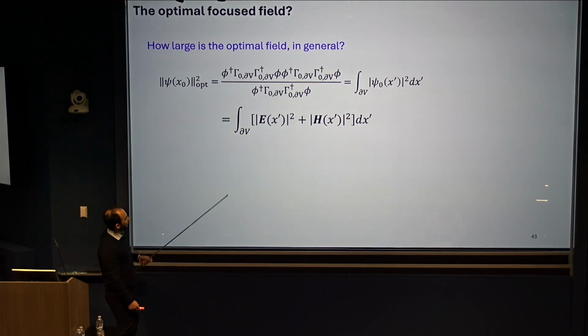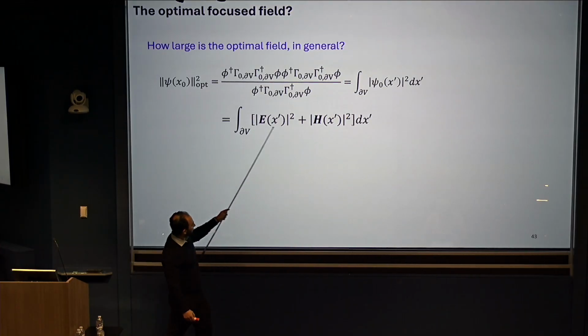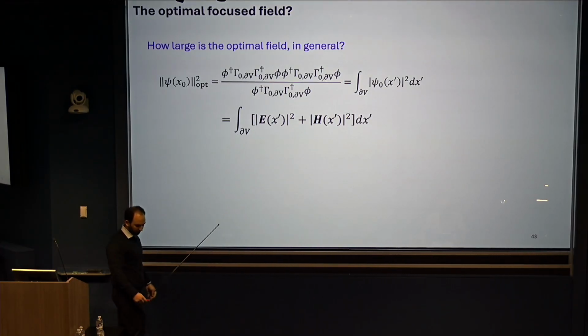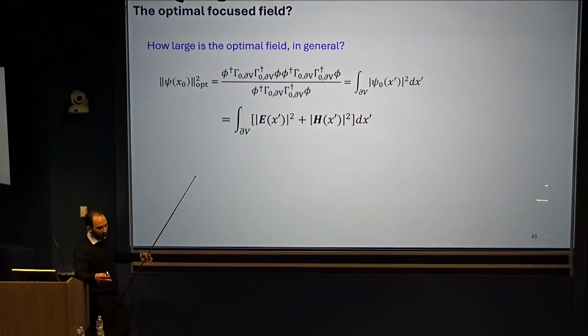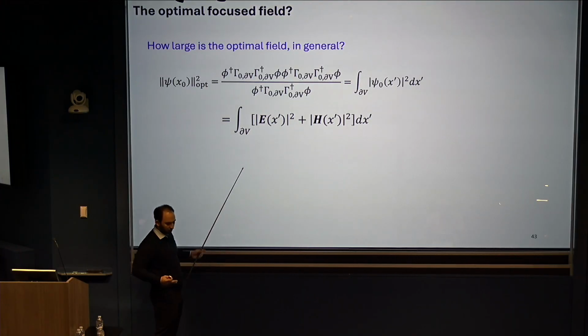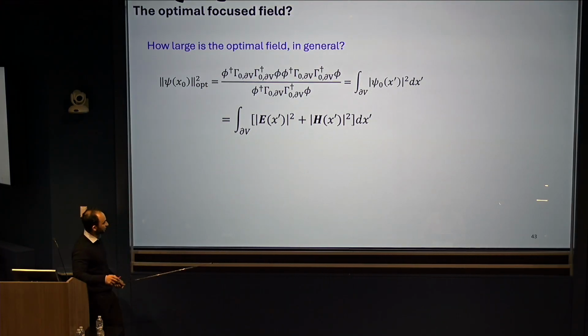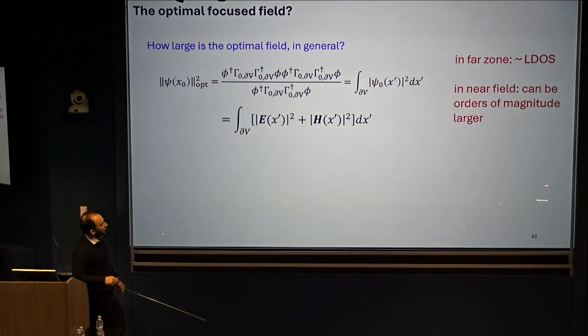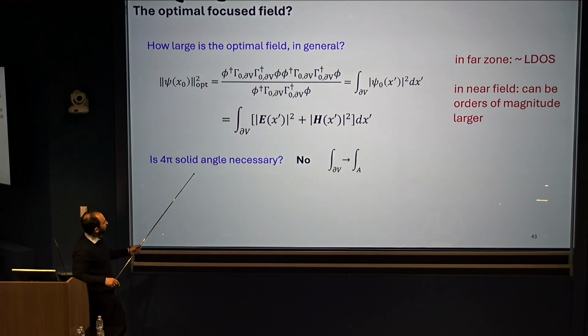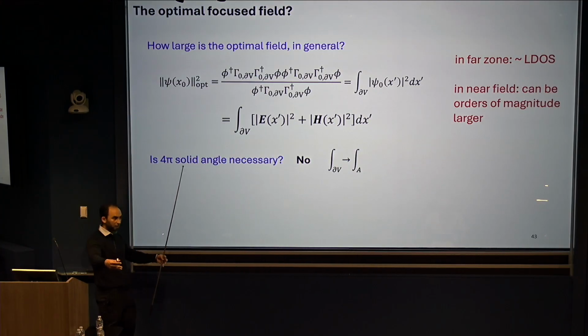How large is the optimal field in general? It's just given by an integral along the boundary of the squares of the fields. This is also nice. You can imagine in the far zone, this is exactly proportional to the radiated power, which is exactly proportional to the local density of states, so everything's consistent. In this derivation, was the 4 pi solid angle necessary?